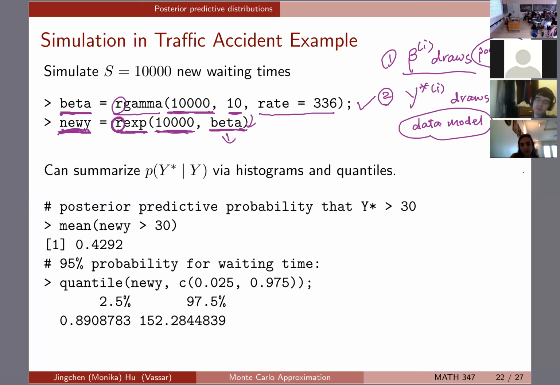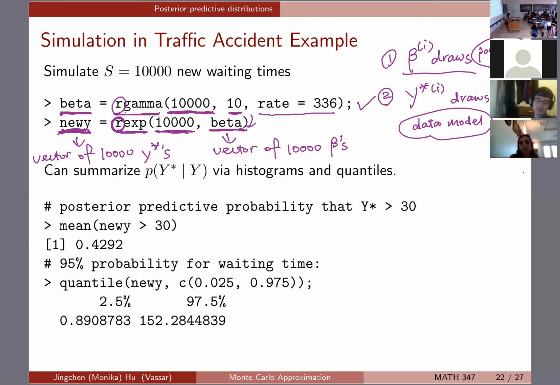So over here, this is the vector of 10,000 betas, right? So R will know that I'm drawing it accordingly, in one-to-one correspondence to the new y. So new y here is a vector of 10,000 y stars. Okay, make sense? So don't worry, once you do this, they're all independent draws. So this guarantees that we're doing independent draws over here.